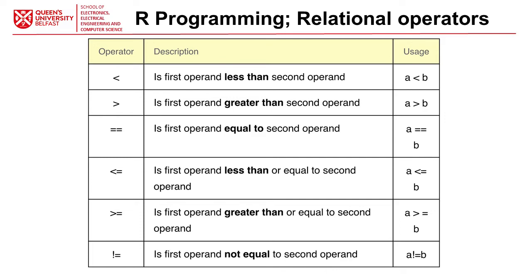Right, these are relational operators. Again, similar to other programming languages: a less than b, greater than b, a equal b, is the first operand less than or equal, greater than or equal, and not equal, exclamation mark and equal. Okay, so these relational operators are useful in any type of conditional, for, while, loop, or similar, when you want to compare a number, a string, etc.